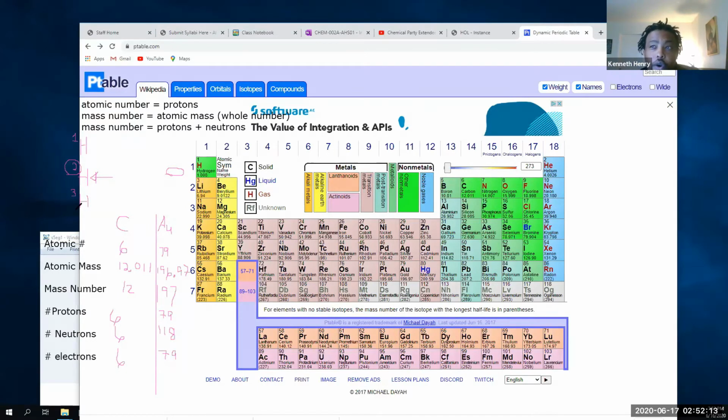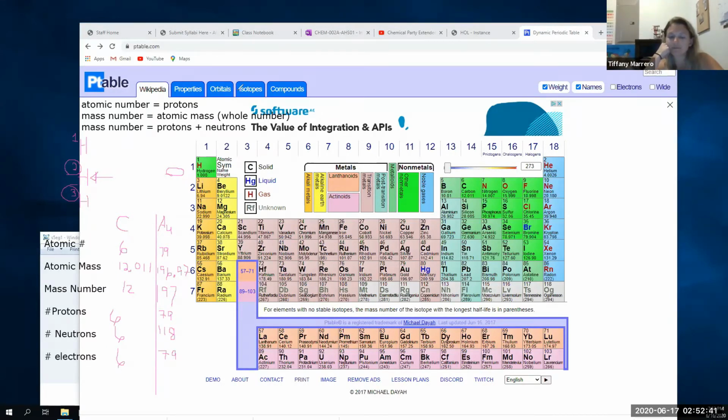So for hydrogen 3, how many protons does it have? One. How many electrons does it have? It has 1. And how many neutrons does it have? Hydrogen 3 has 2.